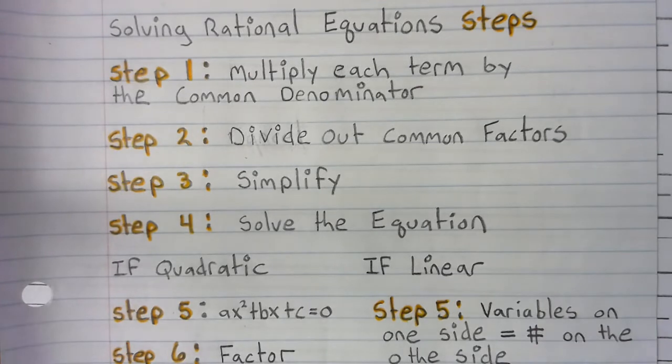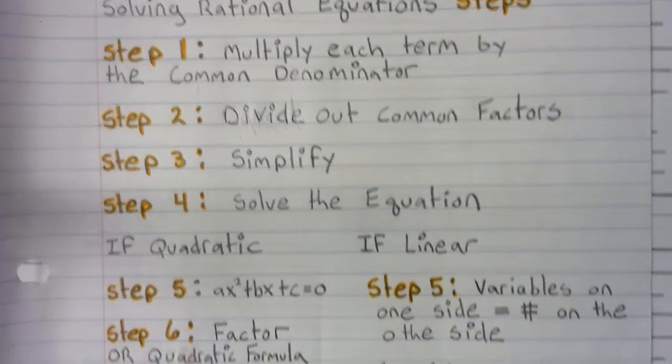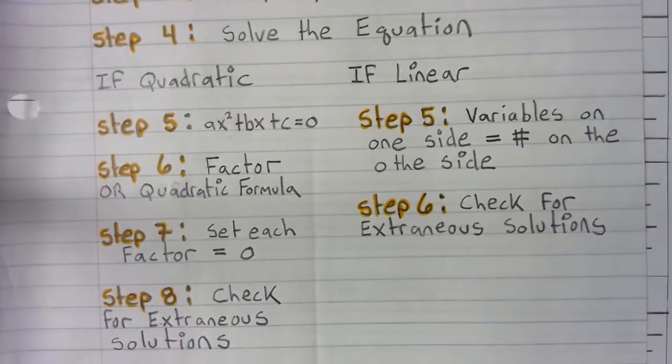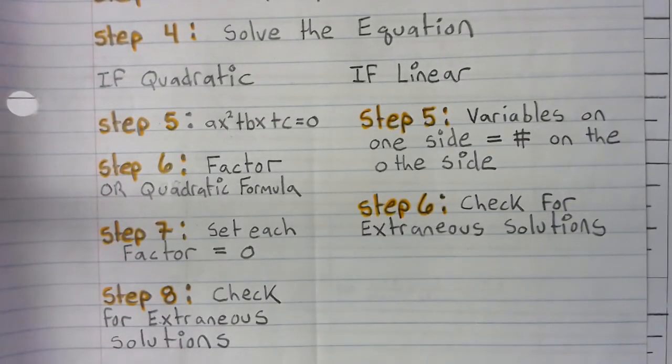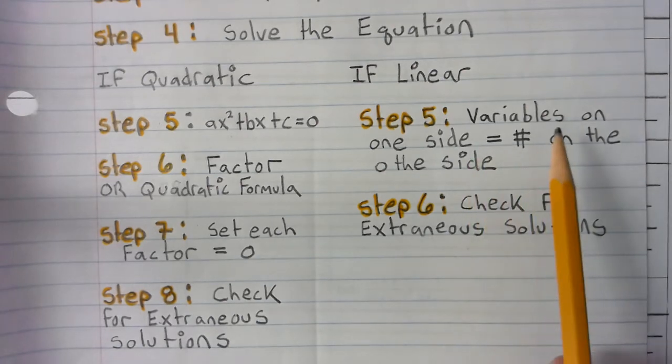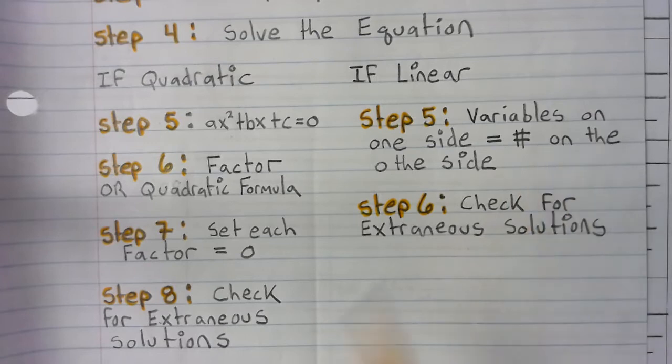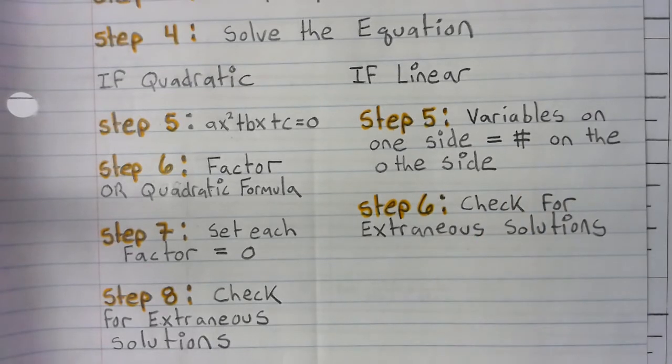Solving rational equation steps. Step 1, multiply each term by the common denominator. Step 2, divide out common factors. Step 3, simplify. Step 4, solve the equation. Now, step 4 branches two directions. If you end up with something that's linear, step 5 will be that you have the variables on one side and the number on the other side. Then step 6, check for extraneous solutions.